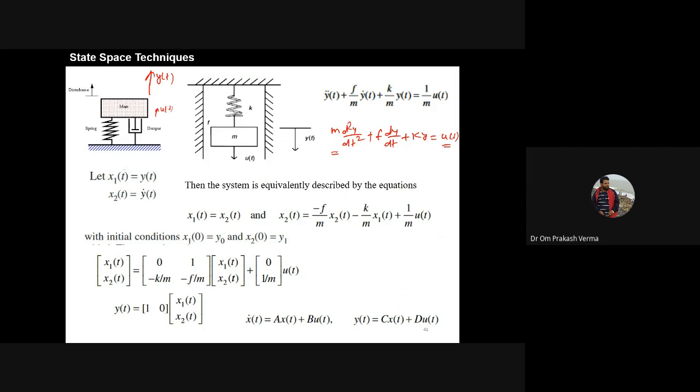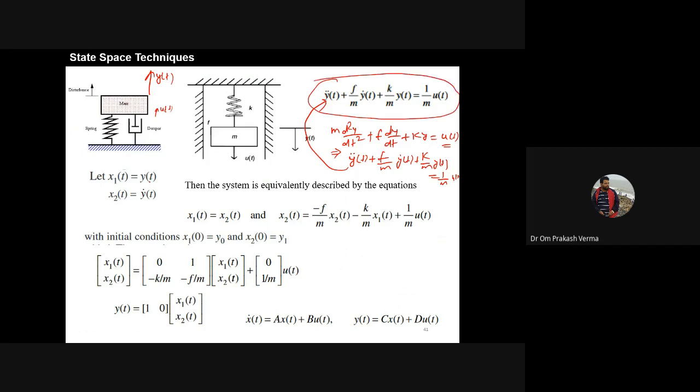So we are just balancing the force balance equation. You can also write this equation as y double dot t, taking m common, plus f by m y dot t plus k by m y(t) equals 1 by m u(t). This is the same as the equation written above. This is the first equation.